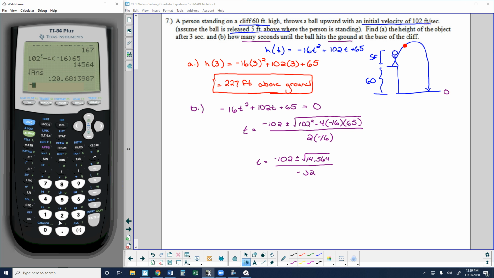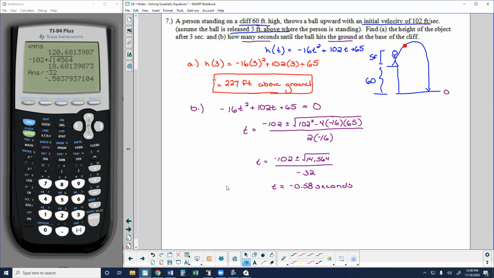So one of our answers could be negative 102 plus the square root of 14,564. Sorry, I typed in negative 120. Let's change this to negative 102 plus the square root of 14,564, and then that number divided by negative 32. So one of our solutions for t, let's round to 2 decimals, would be approximately negative 0.58 seconds. Well, if we think about this, this cannot be true. We can't have negative time here. It's a solution for the equation, but it doesn't make sense with our scenario.